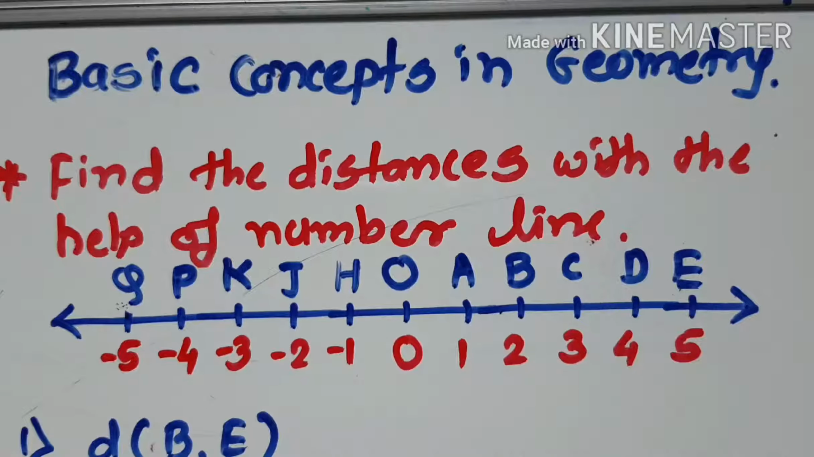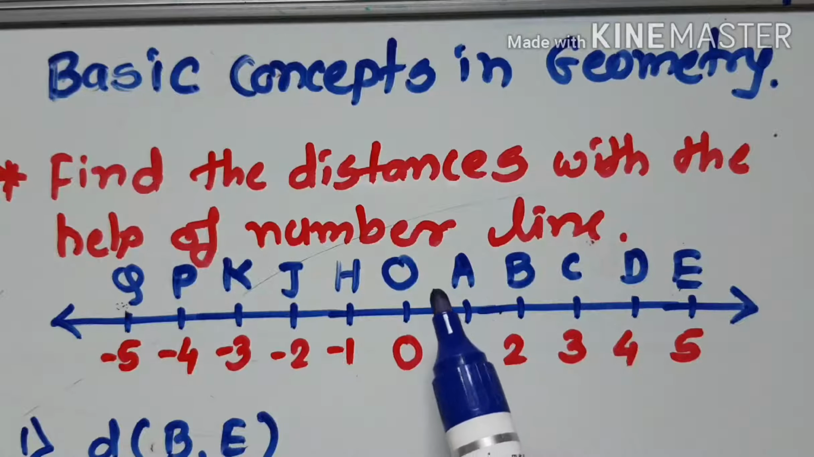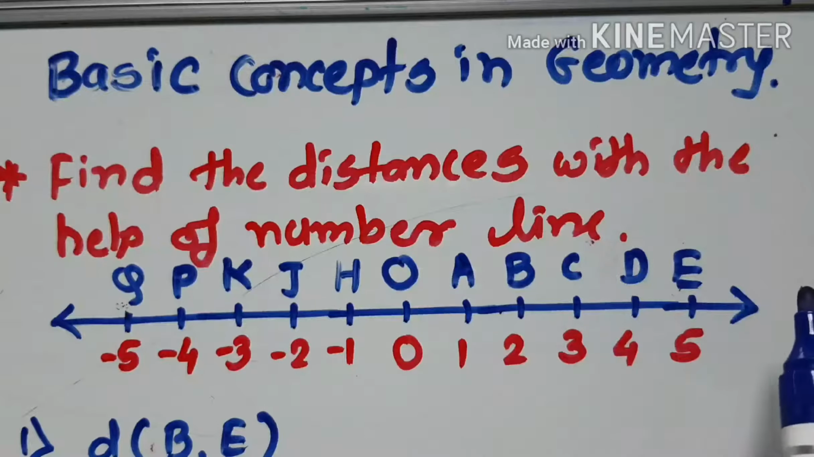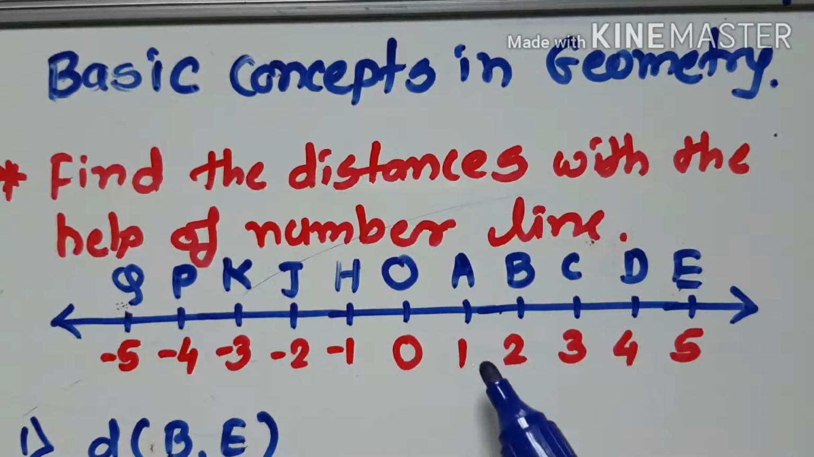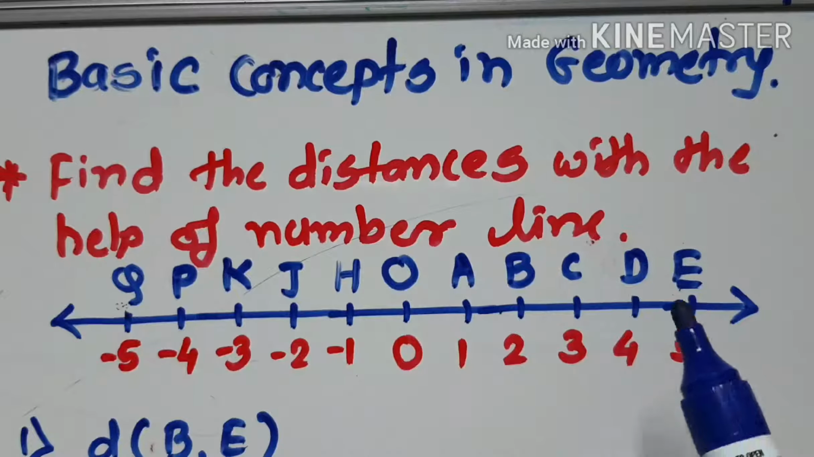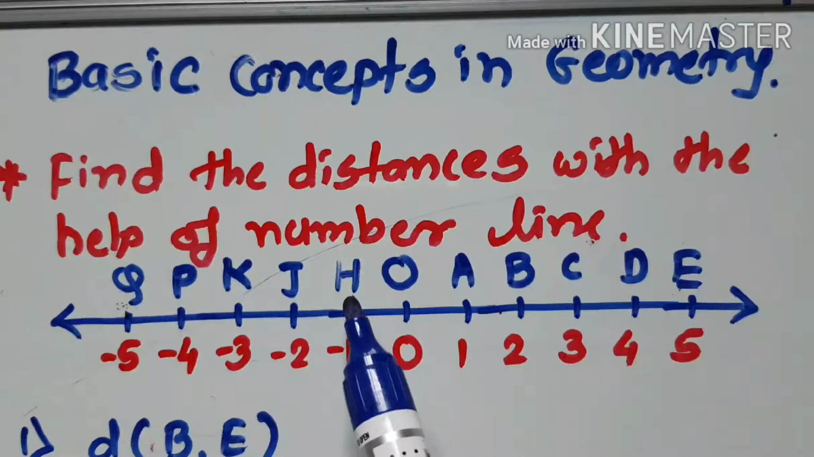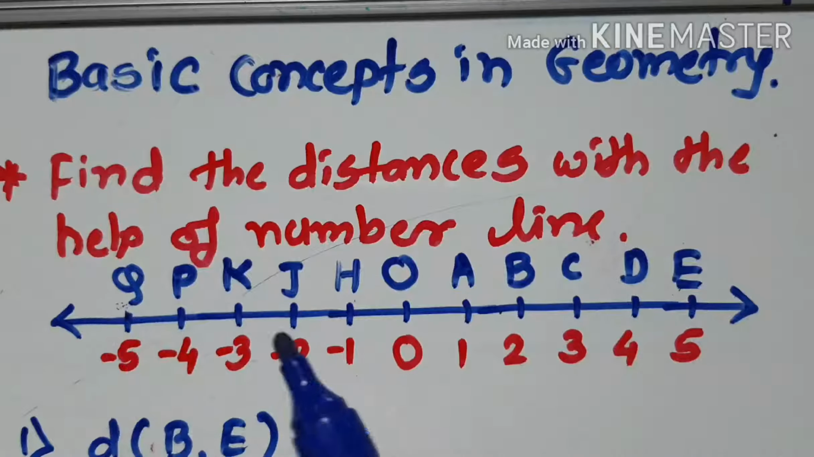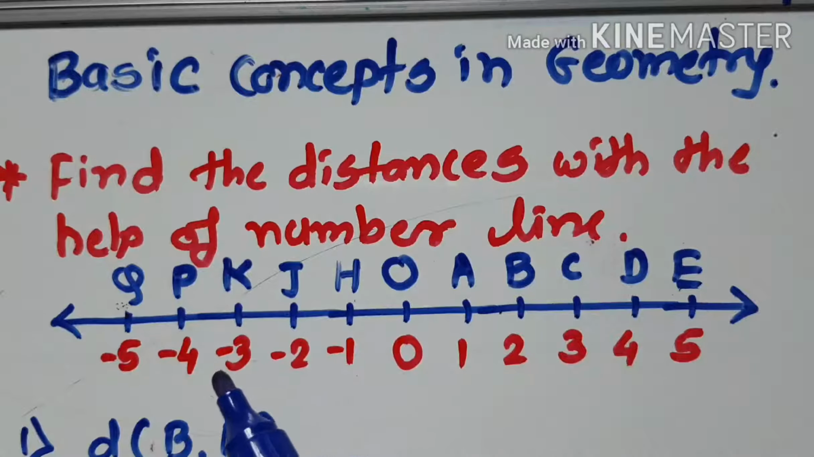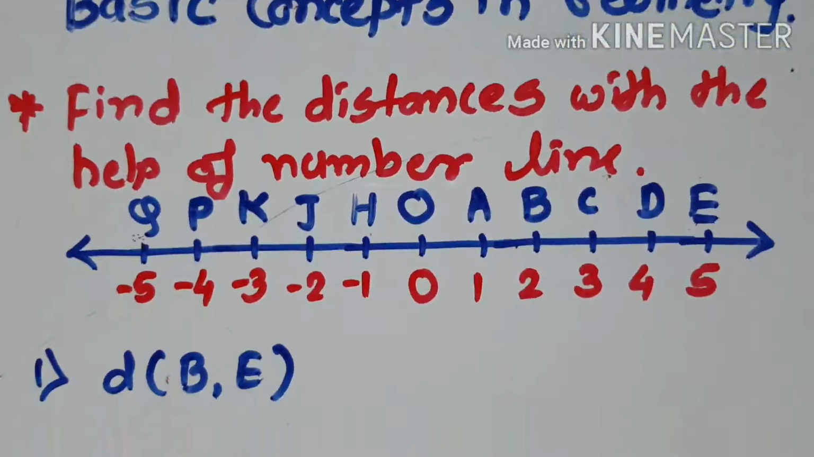The question is, find the distances with the help of the number line. Here is the number line given, origin O. To the right, we have 5 points A, B, C, D, E with coordinates 1, 2, 3, 4 and 5 respectively. And to the left of the origin, we have points H, J, K, P, Q with coordinates -1, -2, -3, -4 and -5. So to find the distance between any 2 points on the number line, we have to subtract the smaller coordinate from the larger coordinate.